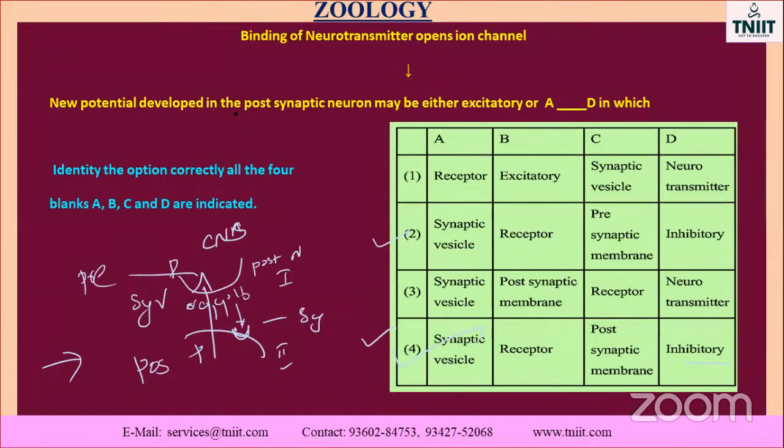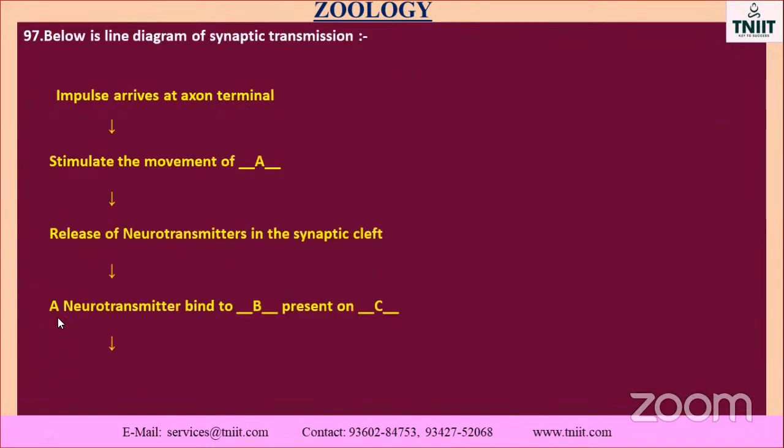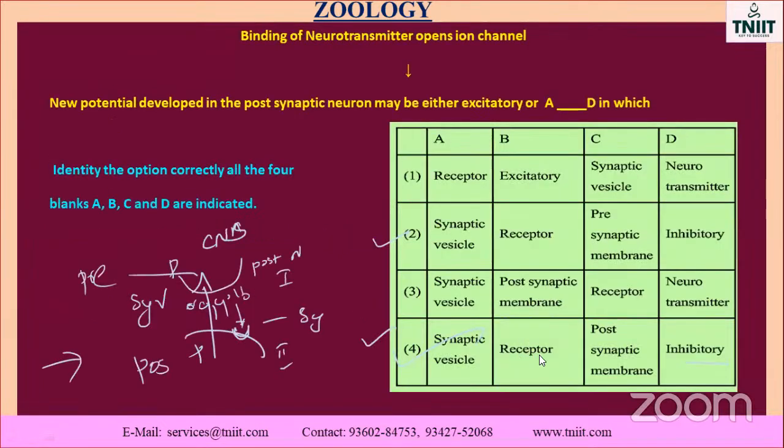Okay, according to this one, the neurotransmitter opens the ion channels. These are the 3 points. See here, the neurotransmitter binds to where, B and C. What are B and C here? The option is here. B is the receptor. Receptor, what happens? Transfers to the postsynaptic membrane. Postsynaptic membrane, just imagine. So this is the part.